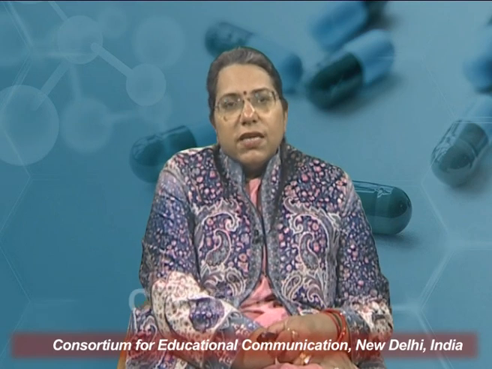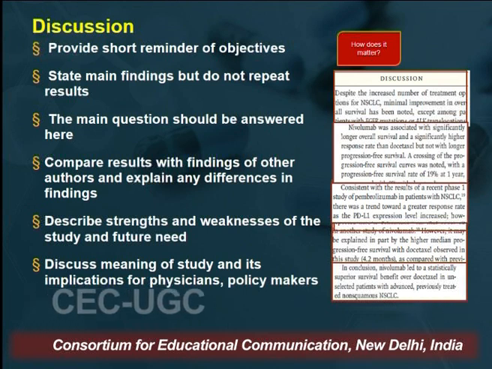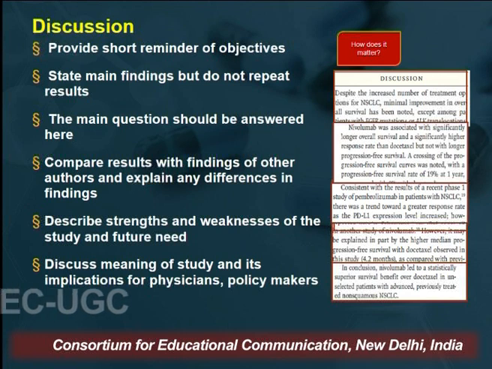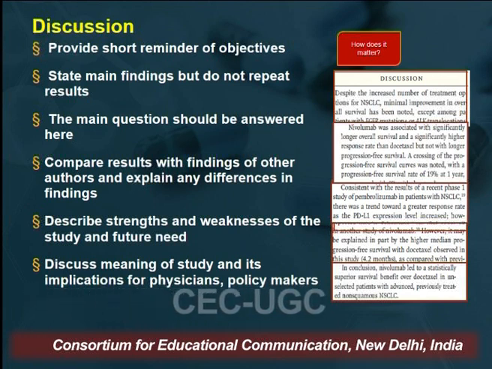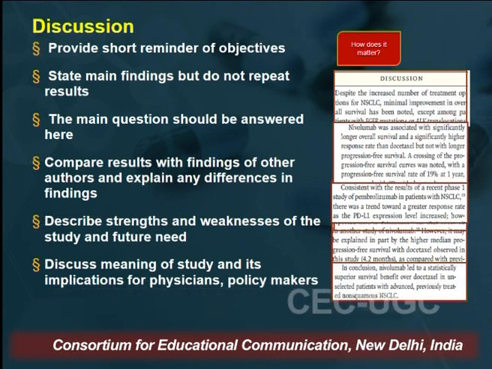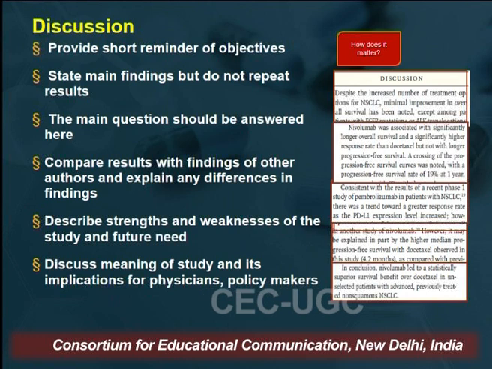So the discussion section provides a short reminder of your objectives. This is the flow of the discussion section. State the main findings but do not report the results. You don't have to repeat the results again and again, but you can just write the main findings in your interpretation format. The main question should be answered here. In your objectives, in your study question, you have said that you'll answer these questions. The same needs to be carried forward in the discussion section, where you say that through these findings I have answered my research question.